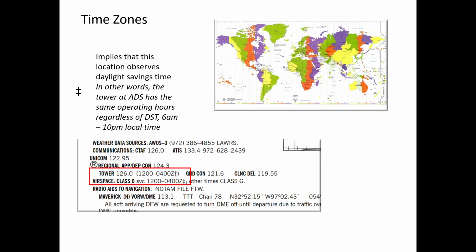An easier way to think of this without having to remember whether or not you have to subtract the hour: if it's got a cross, it simply means that daylight savings time does not affect the tower operations time in this example. That's the way I always remember it. Whether or not we've got daylight savings time in effect, Addison's tower will always be open from 6 a.m. to 10 p.m.